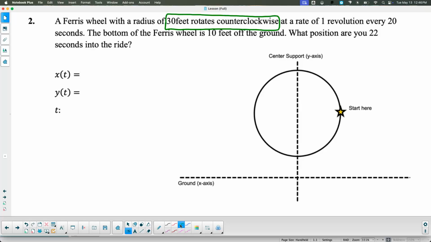So that means positive 30. Okay? So x is going to be positive 30. Y is going to be positive 30. X is going to be cosine. Y is going to be sine. Okay?